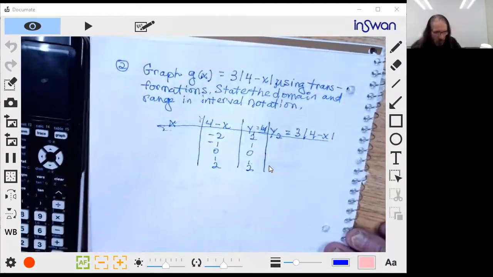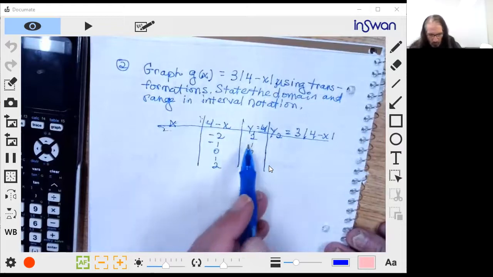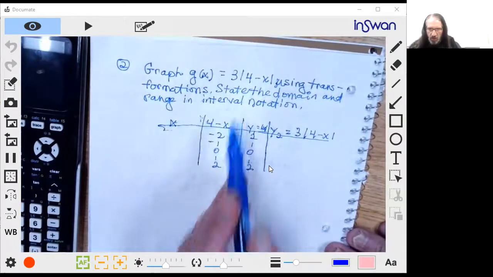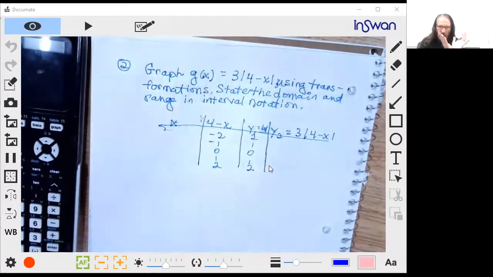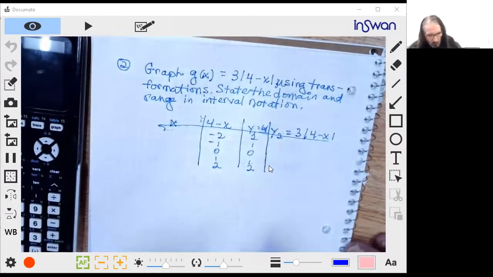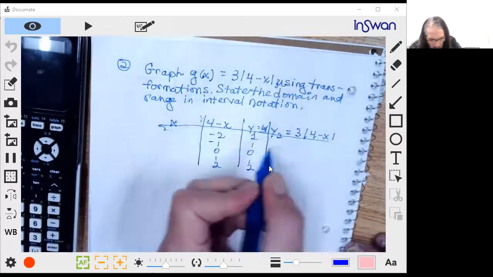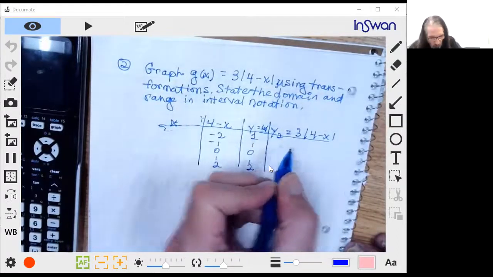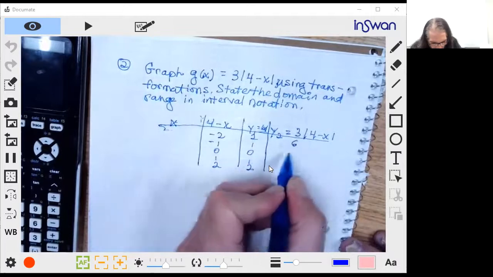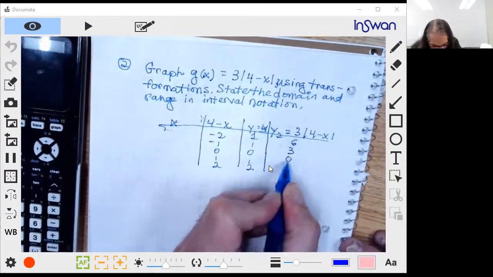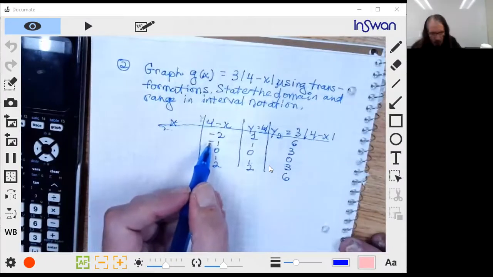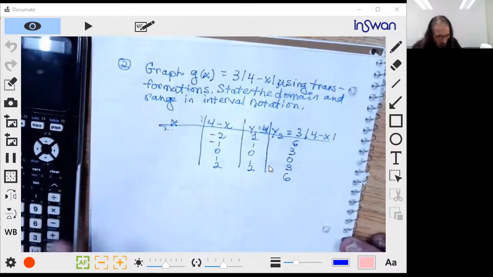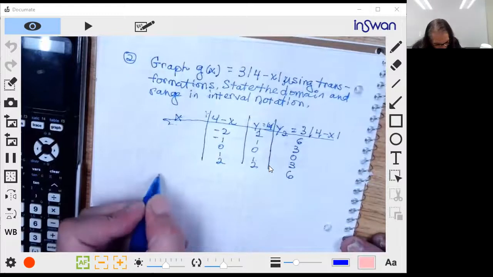Now we know what transformation is occurring by multiplying by the 3 outside of the absolute value. We've got the V shape of an absolute value graph from this. Multiplying by 3 is going to give us a vertical stretch as the last step. But what's going on inside with the 4 minus x, I think we might be a little surprised by.